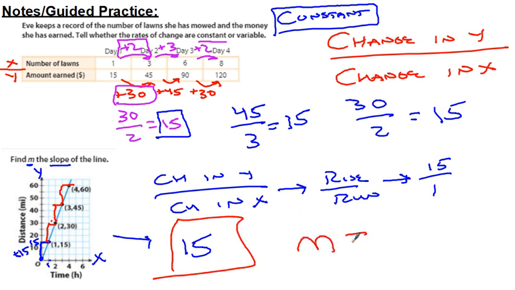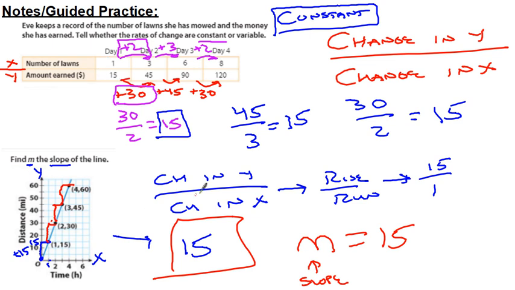And we use m to represent slope. So m equals 15 because m is the variable that we use for our slope. And m is a variable that we use in formulas. Okay, but sorry for that interruption.